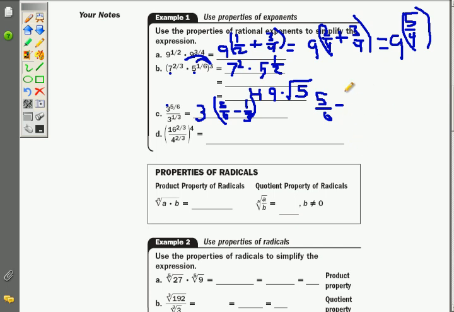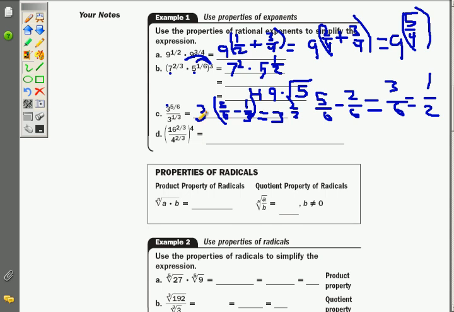minus 2/6. And if I do 5/6 minus 2/6, that's 3/6 or 1/2. So I end up with 3 to the 1/2 power, or the square root of 3, either way. Know that that's a 1/2 there.